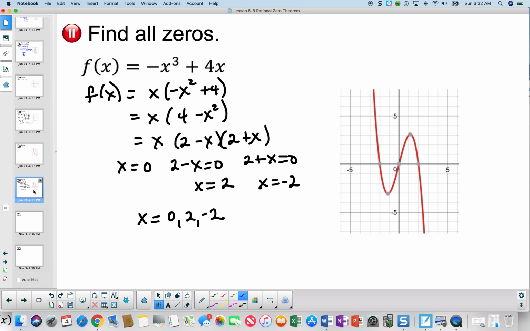And that looked like a GCF kind of problem. And I get 3 real roots.